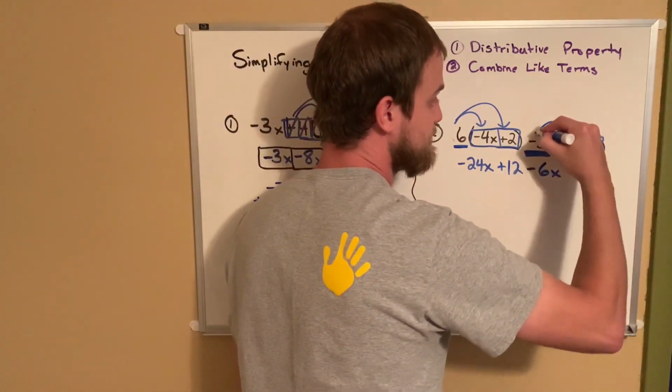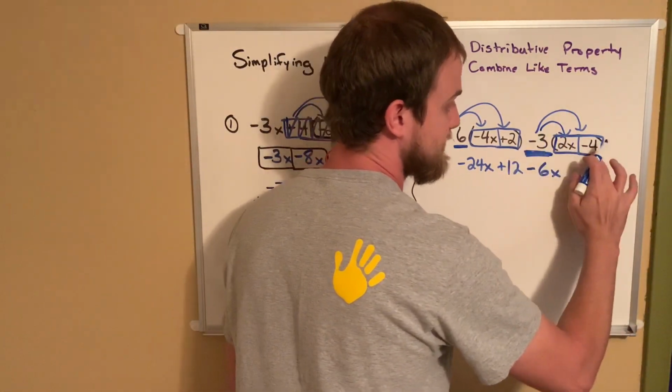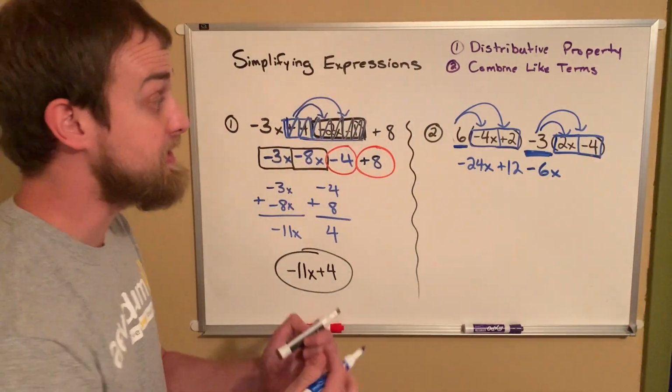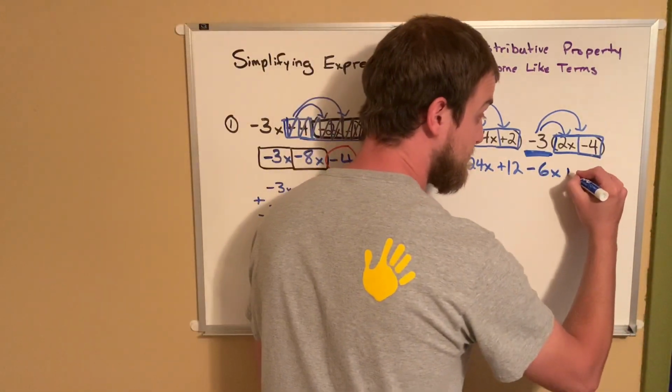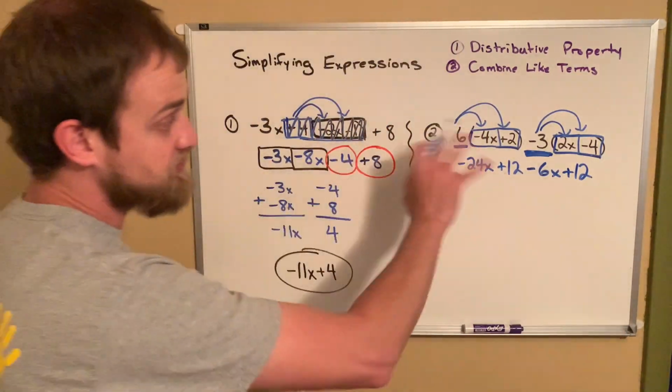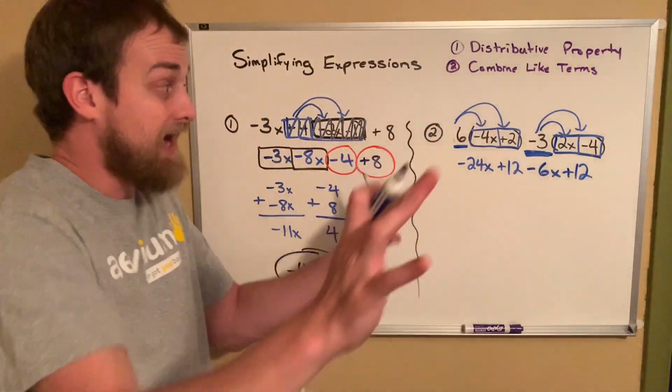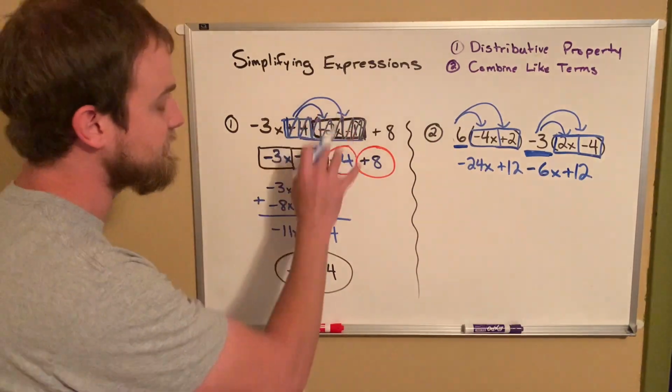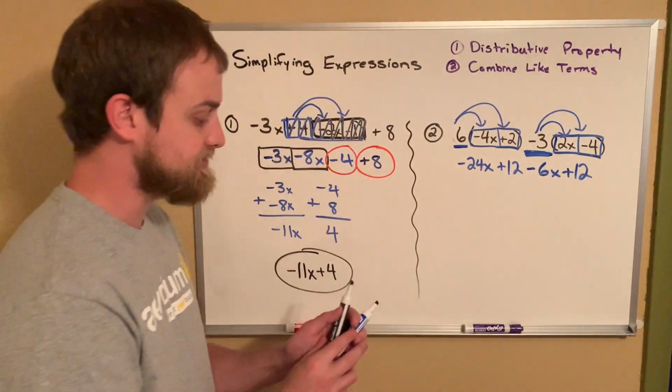Well, we did this one, so let's do this guy over here. Negative 3 times negative 4 gives me positive 12, so plus 12. I've now done all my distribution. I don't have anything extra to worry about like I did in this one. So I'm now ready to start combining.